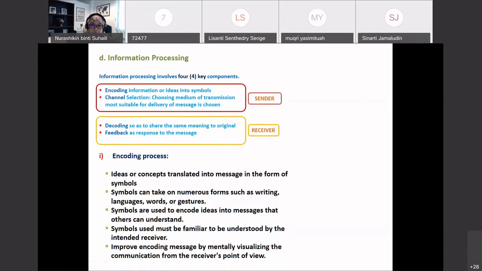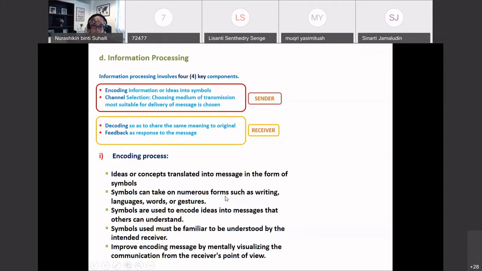At the receiver, when the receiver receives the information, they try to digest it and try to understand. That is decoding. When they receive it, for example, if you listen to my lecture today, you are trying to digest what I'm saying, and you are trying to give some feedback or response, whether or not you understand what I'm saying. So that is the process at the receiver.